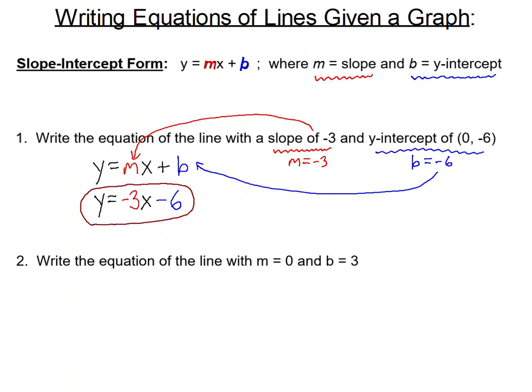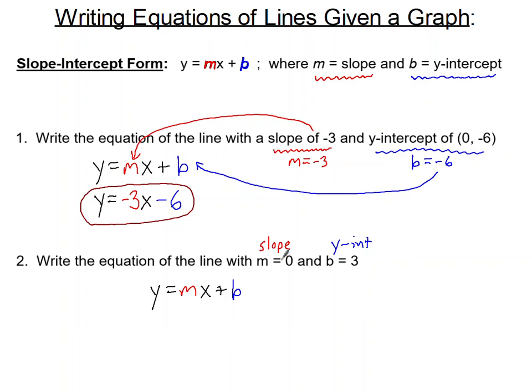All right, let's look at the second one. Write the equation of the line with m equals 0. Remember, that's your slope. And b equals 3. That is your y-intercept. So again, they're just giving me the two numbers that I need. So y equals mx plus b.